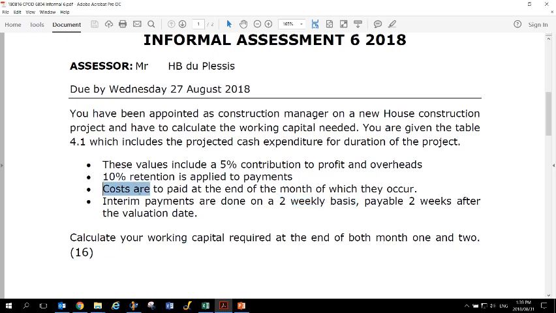Because this might have thrown you off a little, the final question is: calculate your working capital required at the end of both month 1 and 2. Okay, so working capital is your outflow of money minus your inflow. I think that's fairly straightforward.